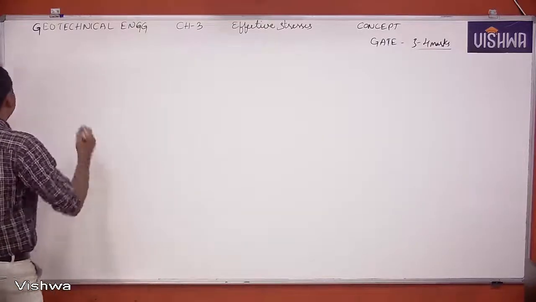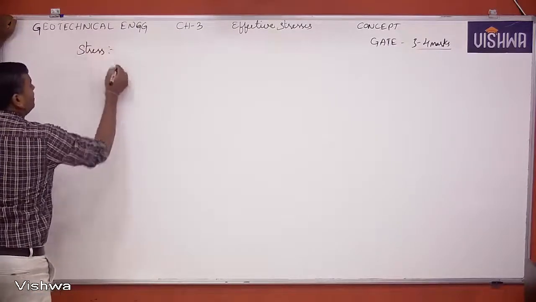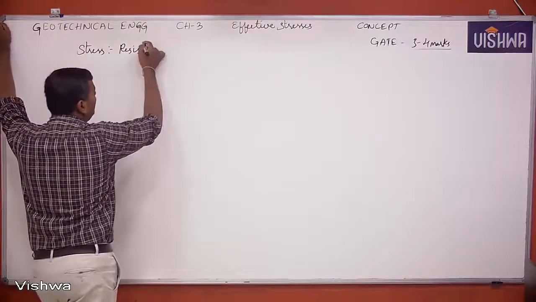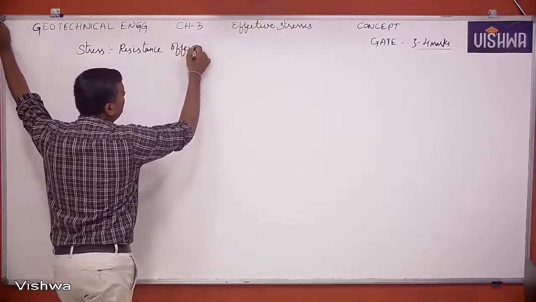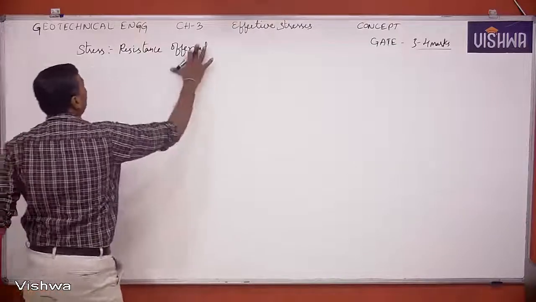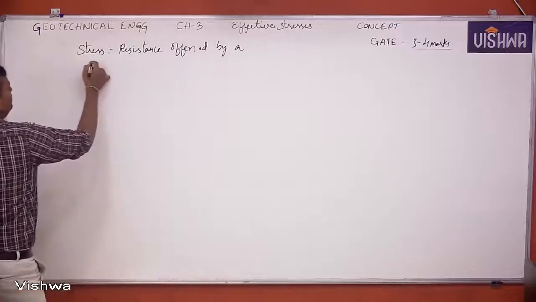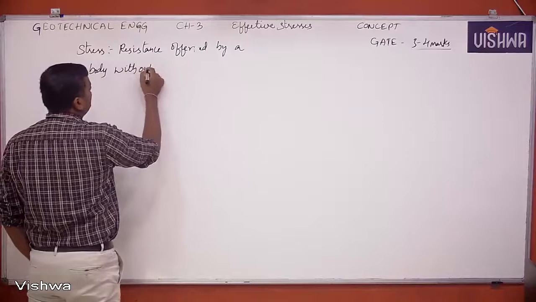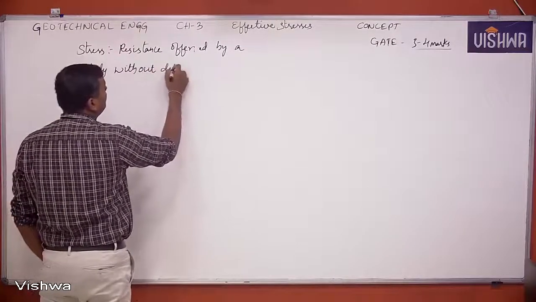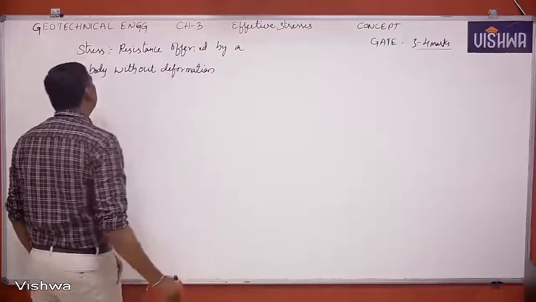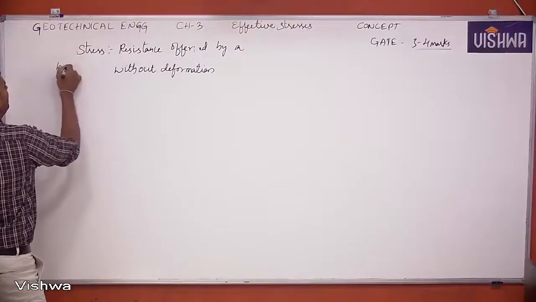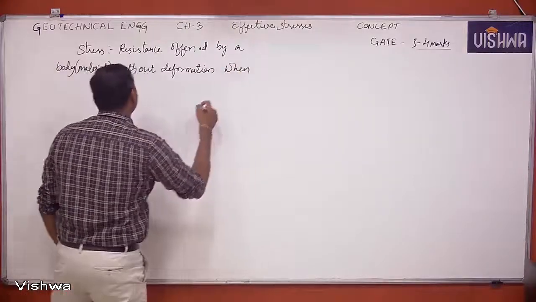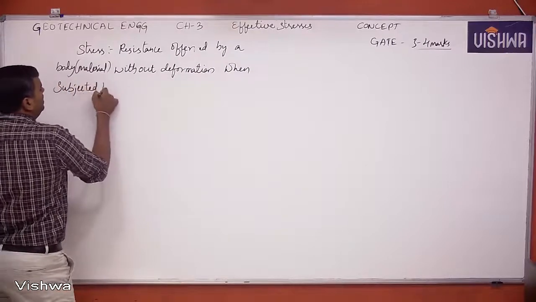Stress. What is stress? Stress is the resistance offered by the body. It is the definition from strength of materials. What I am taking is resistance offered by a body without deformation. The body may also be a material, by a body or any material it can be, without deformation, when it is subjected to external load.